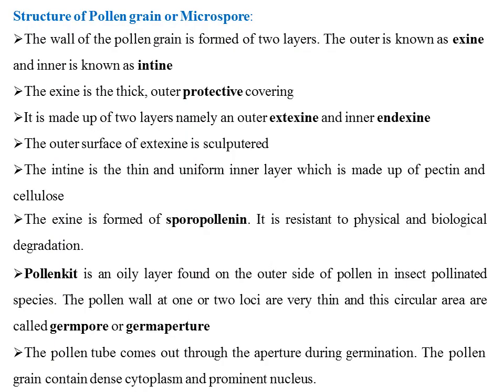Now, next, structure of pollen grain or microspore. The wall of the pollen grain is formed of two layers. The outer is known as exine and the inner is known as intine. The exine is the thick outer protective covering. It is made up of two layers, namely an outer ektexine and an inner endexine. The outer surface of exine is sculptured. The intine is the thin and uniform inner layer which is made up of pectin and cellulose. The exine is formed of sporopollenin. It is resistant to physical and biological degradation.